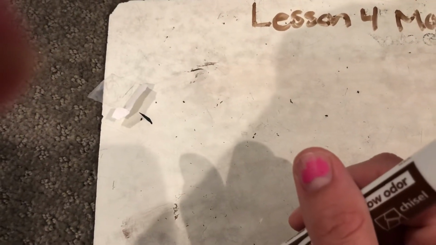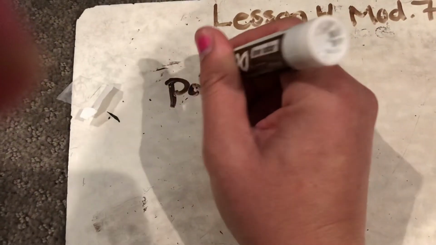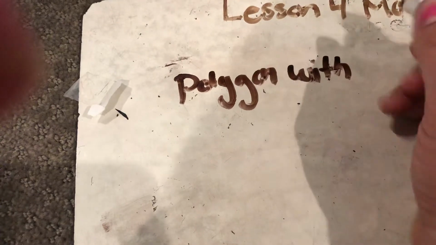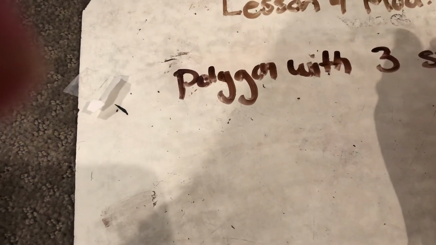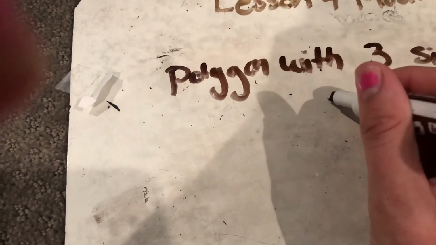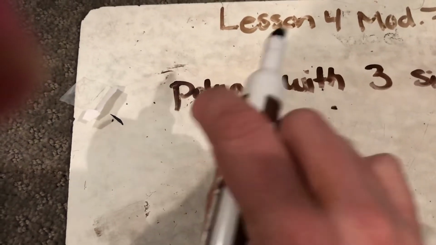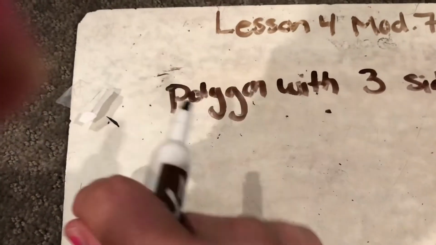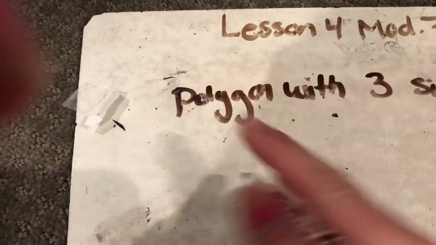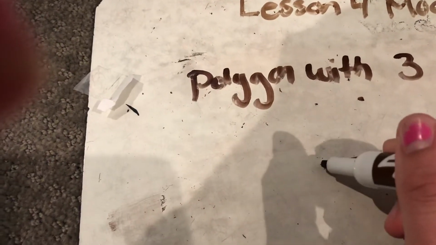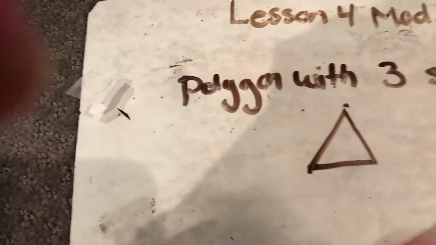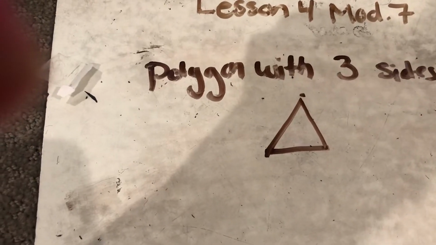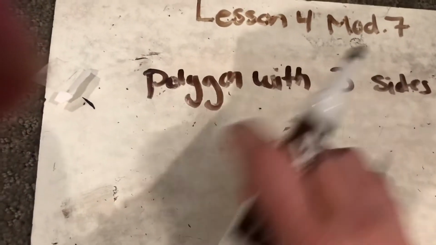And what if it said you have to draw a polygon with 3 sides? Well, again, polygon is just a fancy word for a shape that doesn't overlap in the lines and it's closed. So this is a polygon. It's a triangle. It has 3 sides.